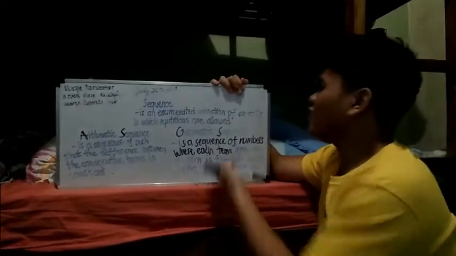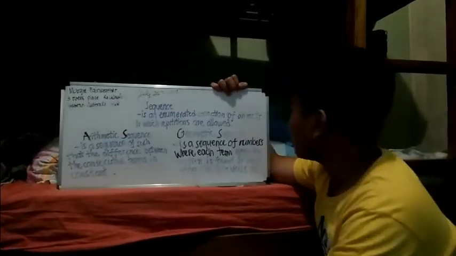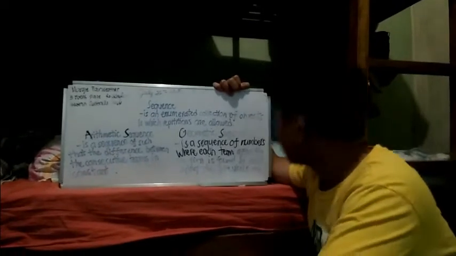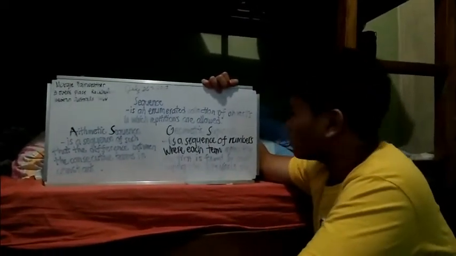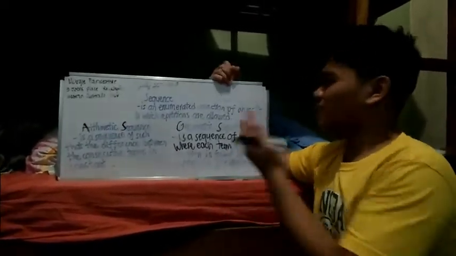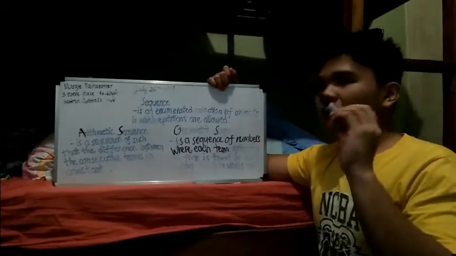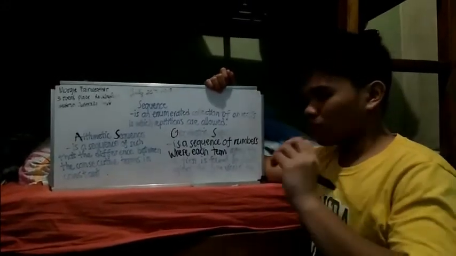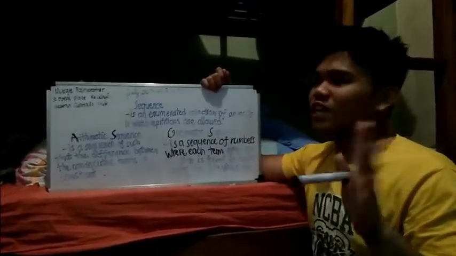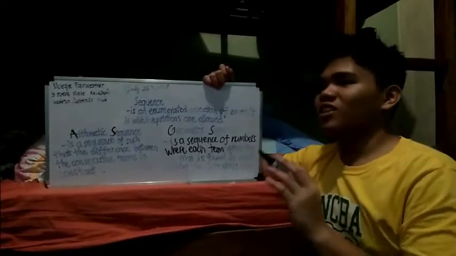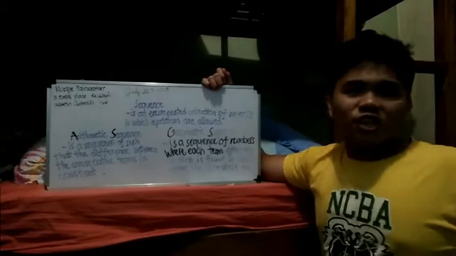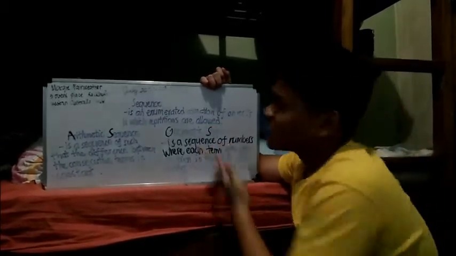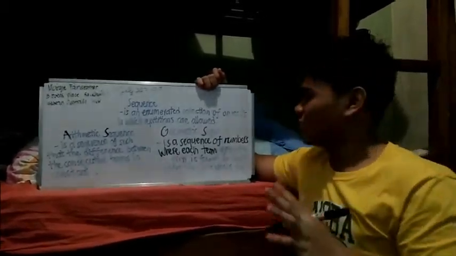And then the geometric sequence is a sequence of numbers where each term after the first is found by multiplying the previous one. So this is the hard part of the sequence, because after a number, for example 1, then 2, you will multiply. That is what you call a geometric sequence.